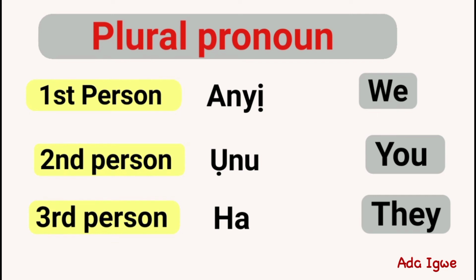Then the third person plural pronoun in Igbo is called ha, which is equivalent to English they. All right. Ha.